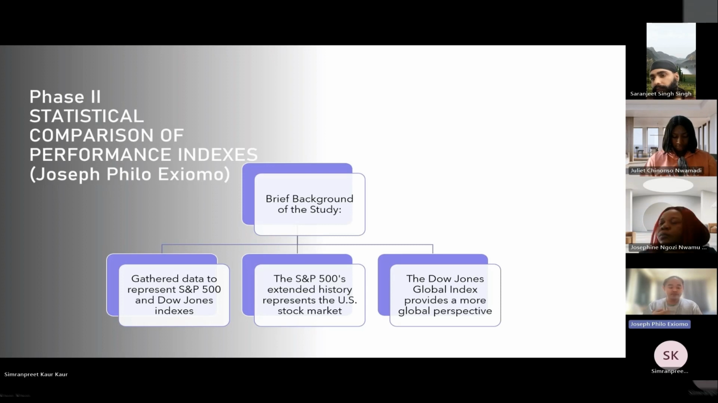Just to give a brief idea of what the S&P 500 and Dow Jones are: the S&P 500 represents the US stock market, while the Dow Jones Global Index provides a more global perspective.